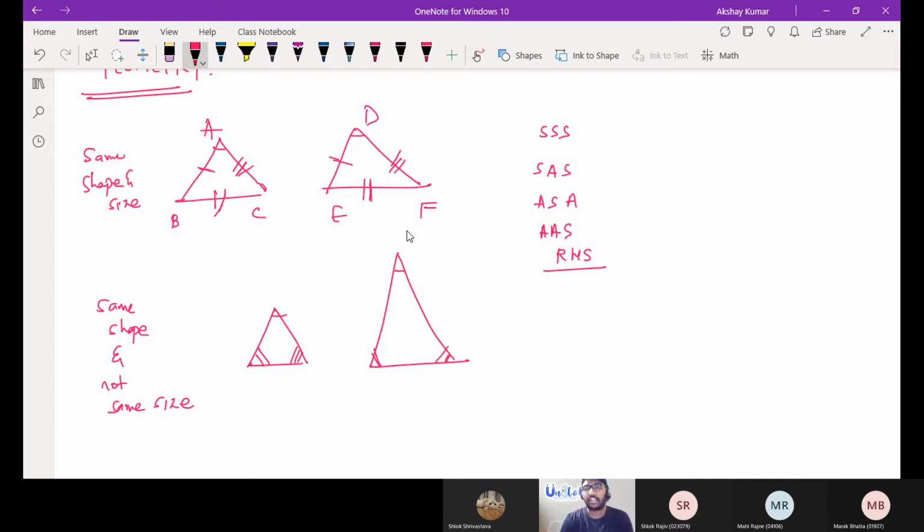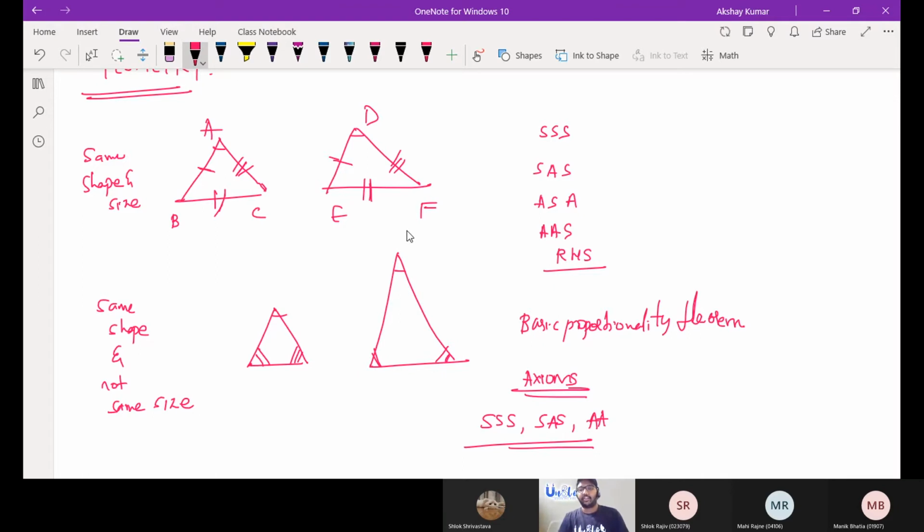You'll be learning a theorem called BPT, the basic proportionality theorem, and you'll also be learning about the axioms, in what ways you can tell two triangles are similar. Similarly, SSS, SAS and AA, these are the three criteria you will be learning. That's about the similarity chapter. Clear?